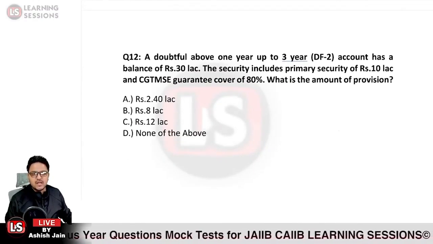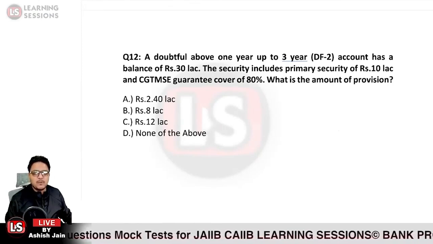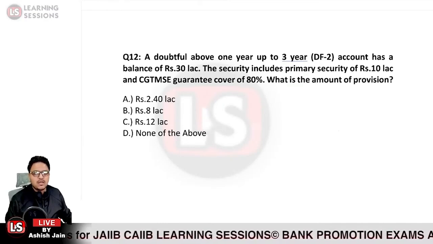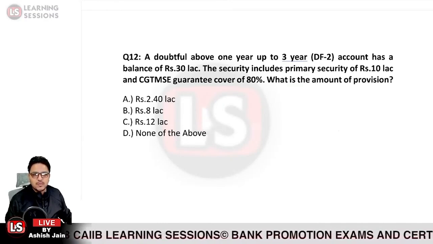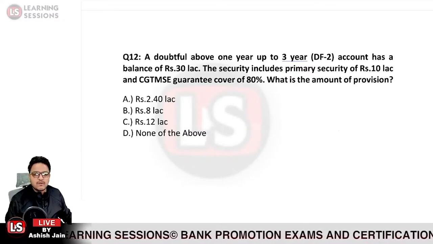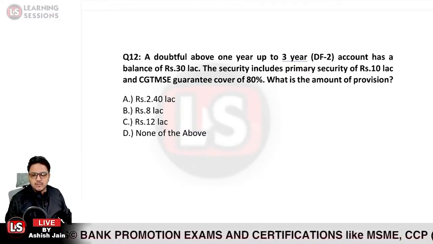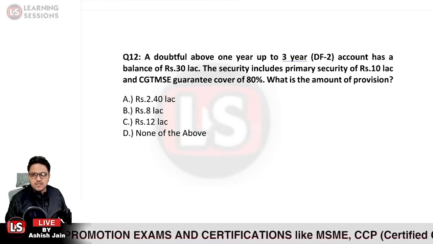Next question, it says a doubtful above 1 year up to 3 years account has a balance of 30 lakh rupees. The security includes primary security of 10 lakh rupees. CGTMSE guarantee cover of 80% is available. What is the amount of provision that is to be created?